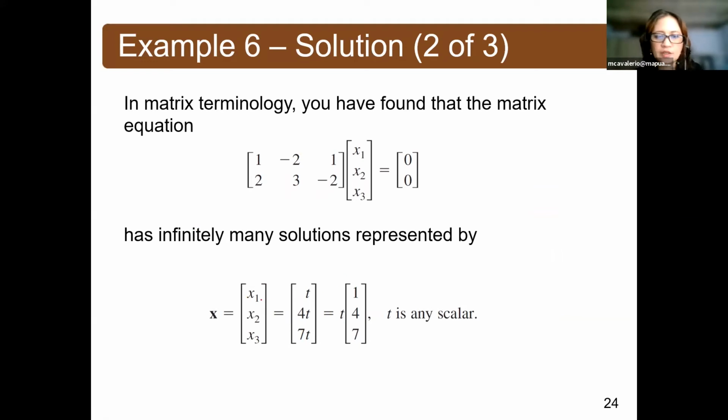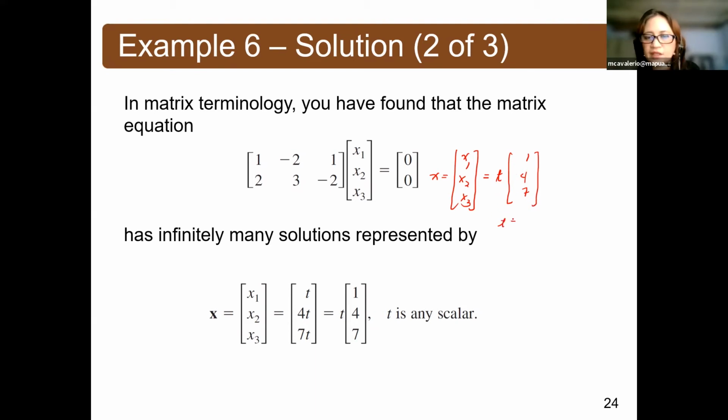Okay, so now since the solution is expressed parametrically, and we know that t is a scalar and it can be any real number, we will have x sub 1, x sub 2, x sub 3, which is our x, equivalent to t times 1, 4, 7. Then that means we can assign any value for t.